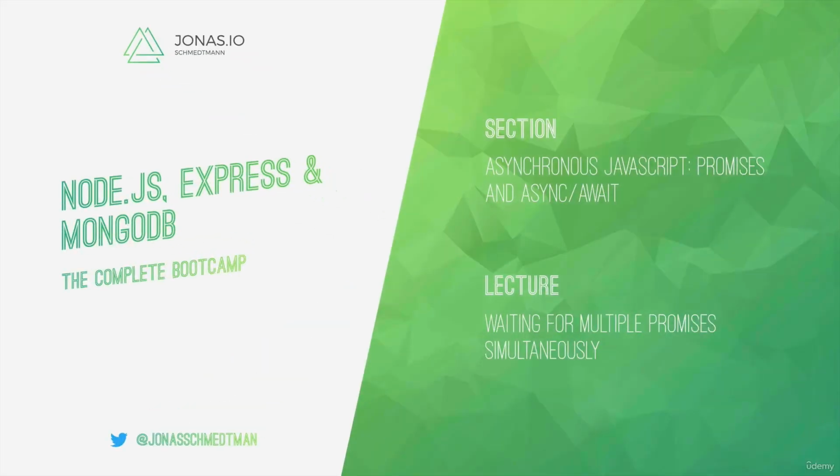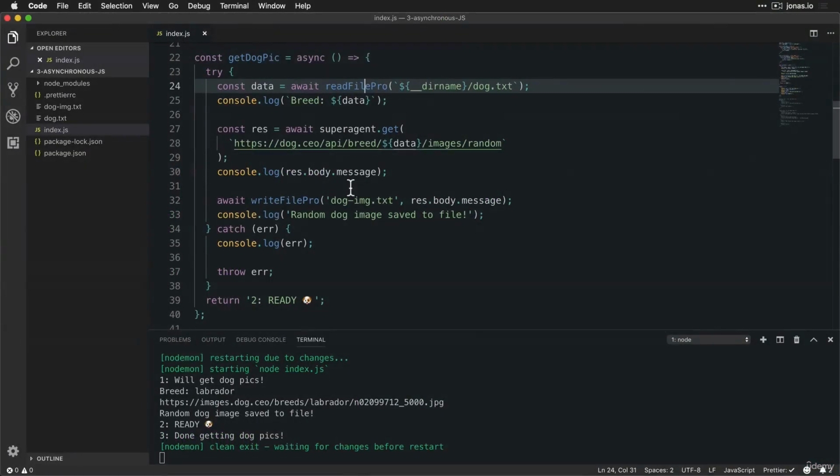And now to finish this section, let me show you a nice trick on how we can basically run many promises all at the same time. So let's suppose that we actually wanted to get 3 random dog images and not just 1. We could do something like this.